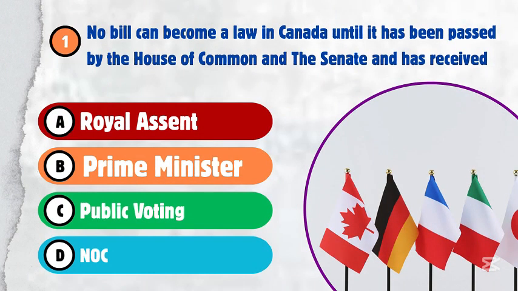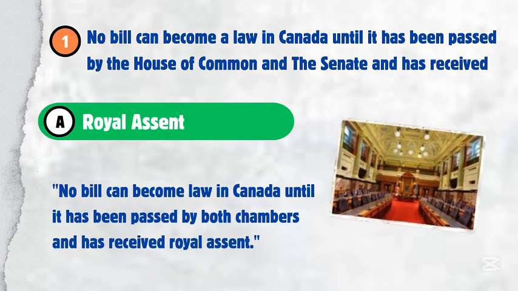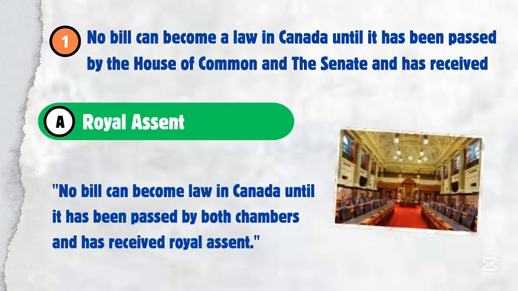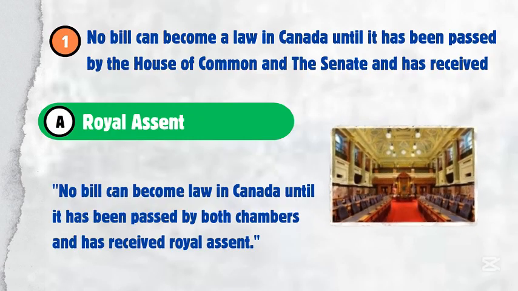D. Making laws. 1. No bill can become a law in Canada until it has been passed by the House of Commons and the Senate and has received: A. Royal assent. B. Prime Minister. C. Public voting. D. NOC. Answer: A. Royal assent. No bill can become law in Canada until it has been passed by both chambers and has received royal assent.